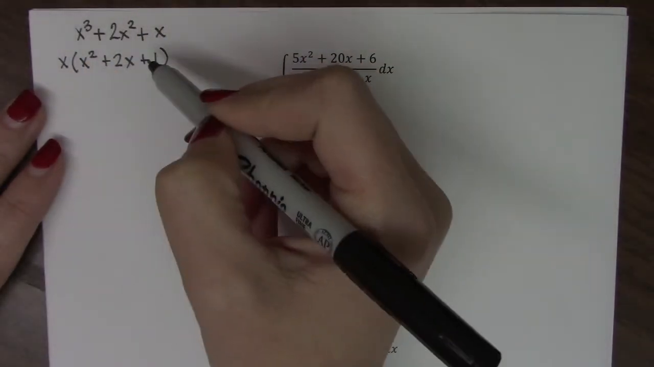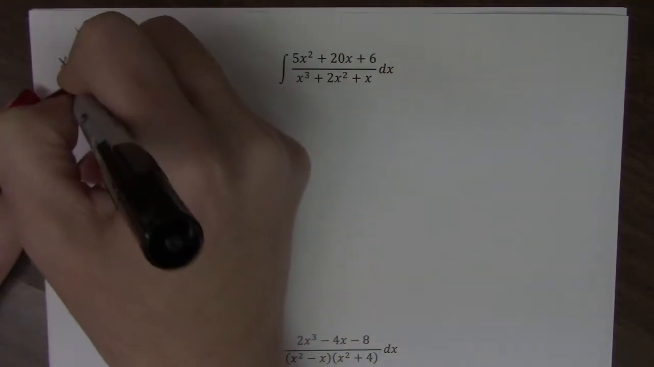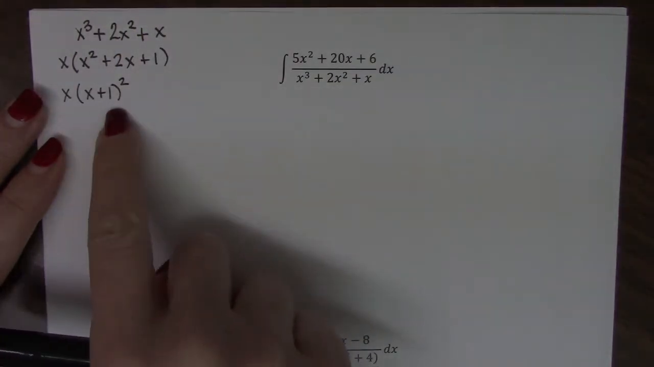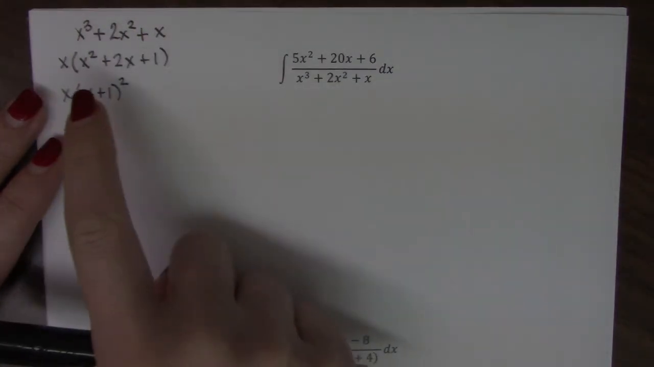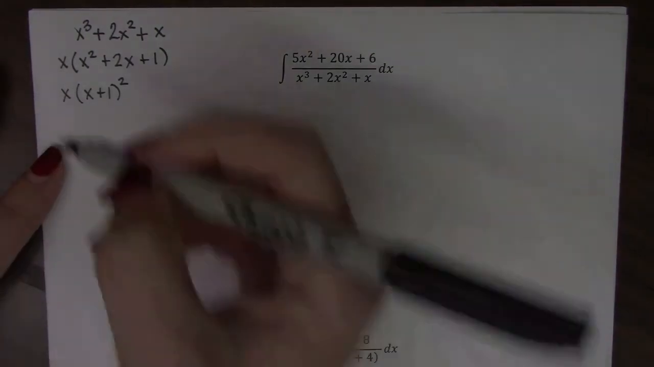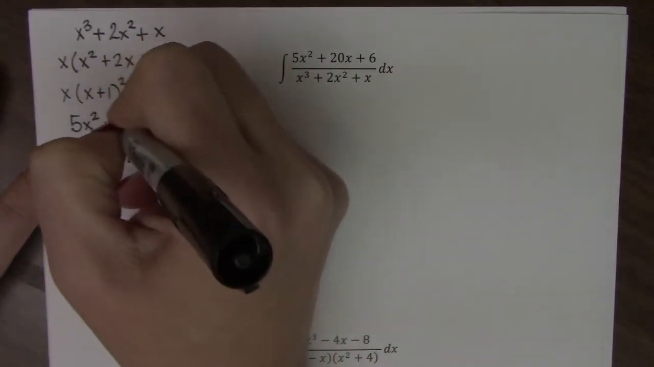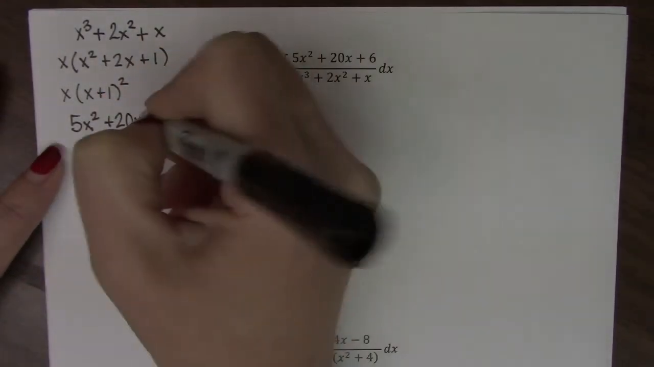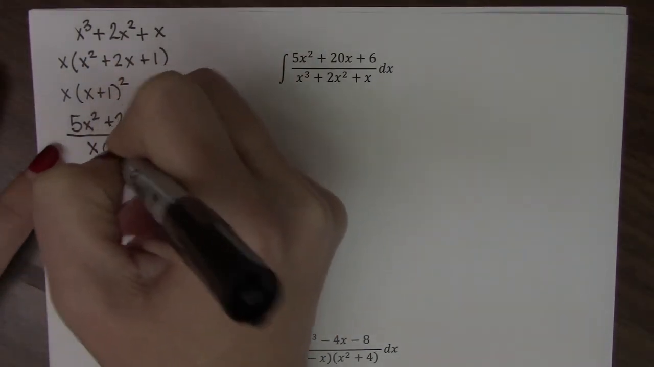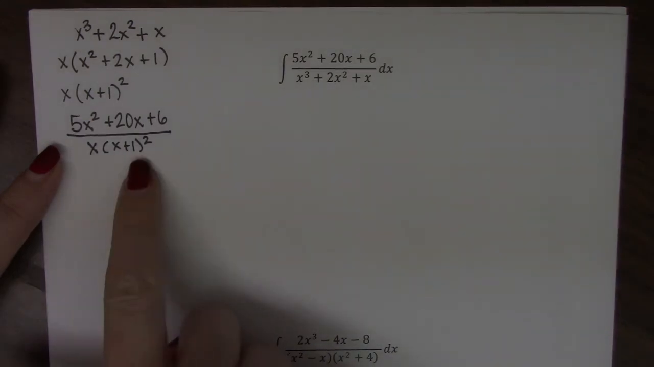And notice I have a quadratic here. So now I need to check, does this quadratic factor? And it actually does. It factors into x plus 1 squared. And if we FOIL this out, we do in fact get this. So this is now what my denominator simplifies into. So the fraction that I'm working with is 5x squared plus 20x plus 6 divided by x times x plus 1 squared. So these are both linear terms.